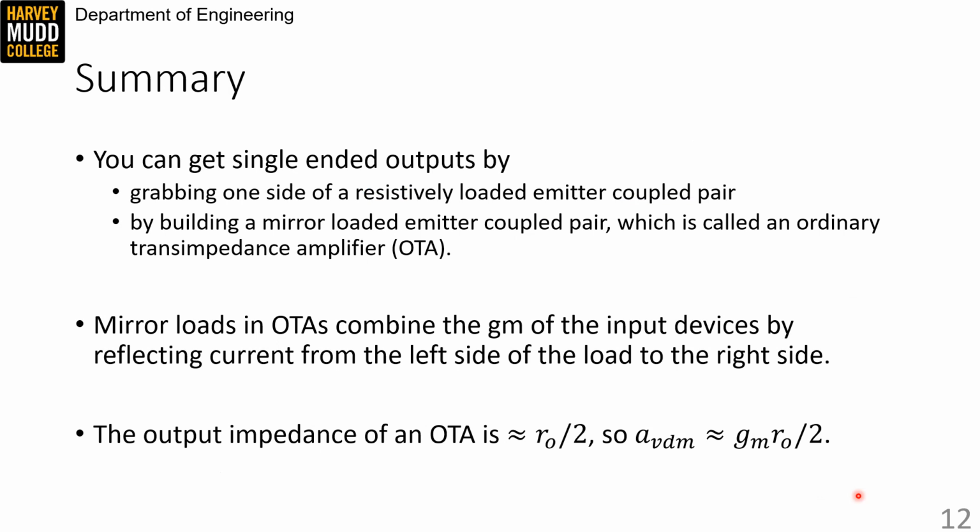In summary, you can get single-ended outputs from differential amplifiers by either grabbing one side of a resistively loaded emitter-coupled pair, or by building a mirror-loaded emitter-coupled pair, which is called an ordinary transimpedance amplifier, or OTA. The mirror loads in the OTAs combine the GM of the input devices by reflecting current from the left side of the load over to the right side. And finally, the output impedance of an OTA is about RO over 2, so the differential mode voltage gain is about minus GM RO over 2.